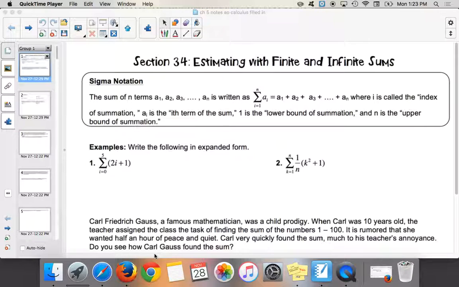Today is on estimating with finite and infinite sums. We're probably not going to get to the infinite sums today, but we're going to do the finite sums today. So we're going to take it way back to Algebra 2 when we talk about sigma. Sigma stands for sum, right?